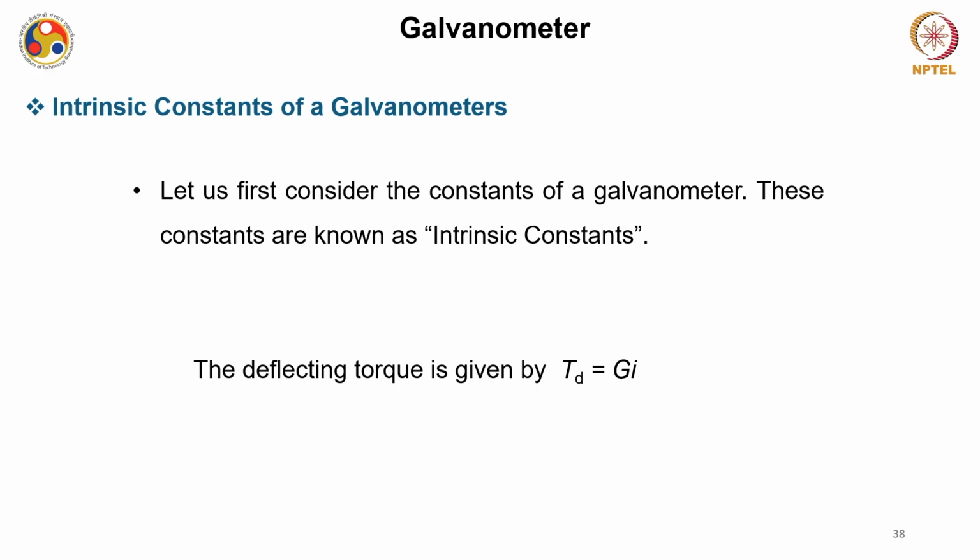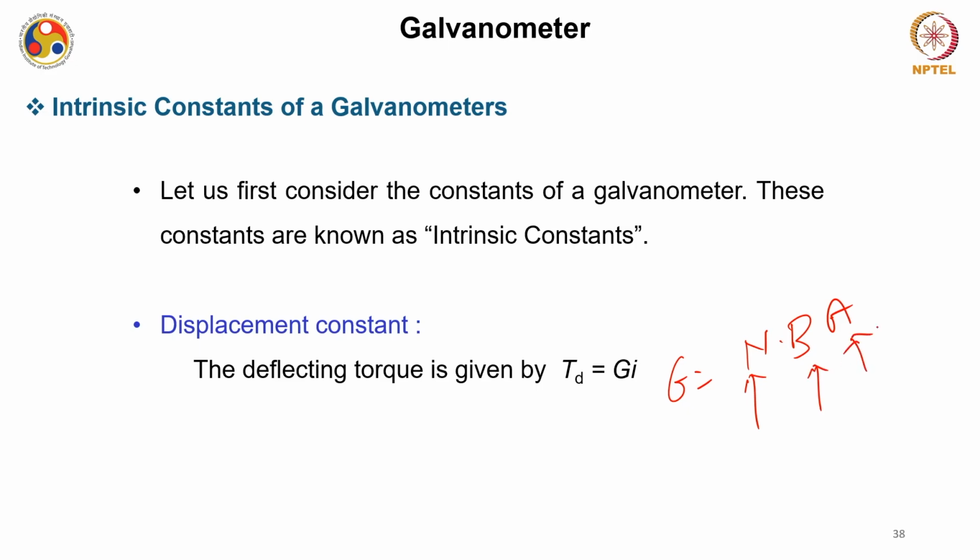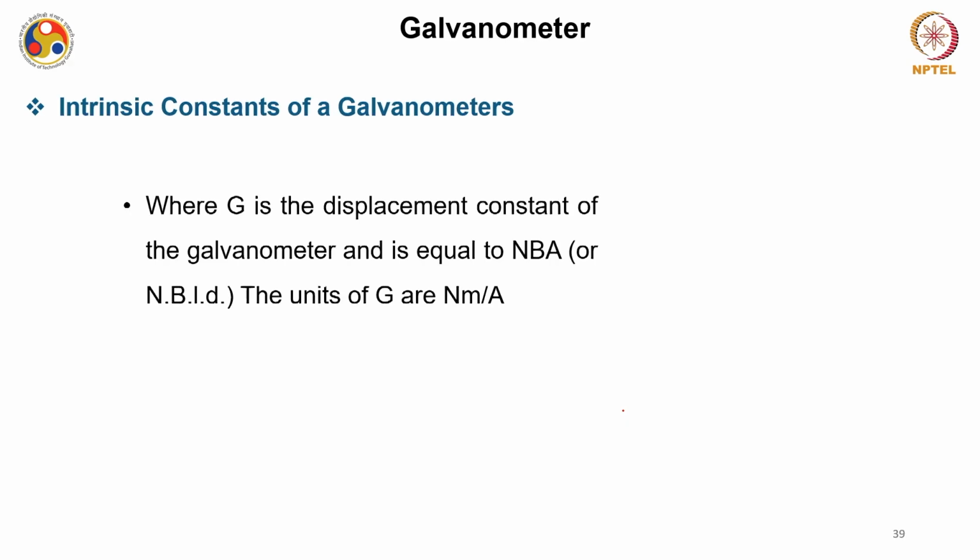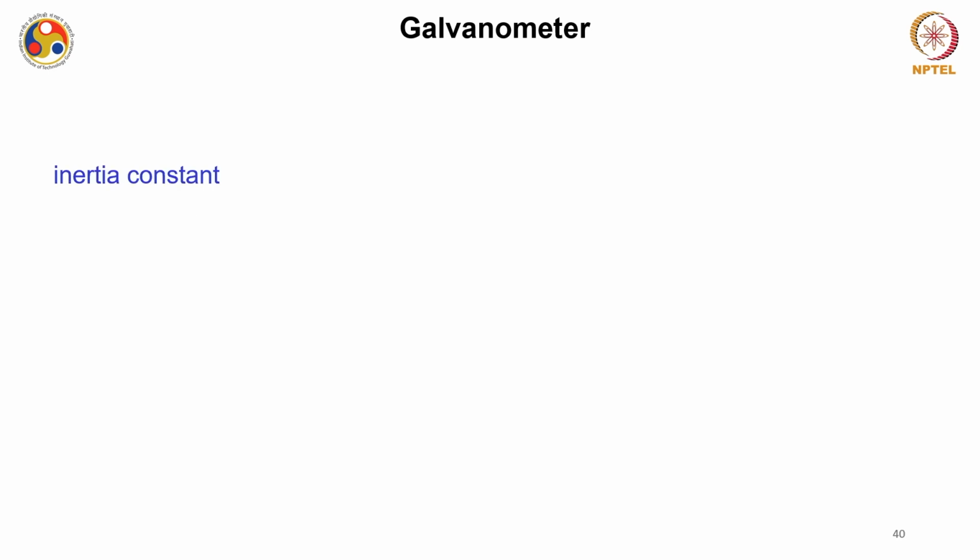The first intrinsic constant of a galvanometer is the displacement constant that we have just seen, and this comes from the deflecting torque equation, where we have seen that Td is equal to G into I, where G was equal to N B into A, where N was the number of turns, B was the flux, and A was the area. So this G is known as the displacement constant of the galvanometer and has a unit of Newton meter per ampere.